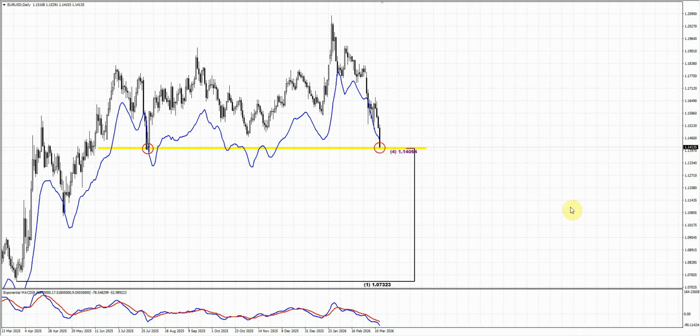Now, what particular patterns do we intend to keep an eye on? First of all, on the daily chart, we see that we have the background for a possible bullish stretch.